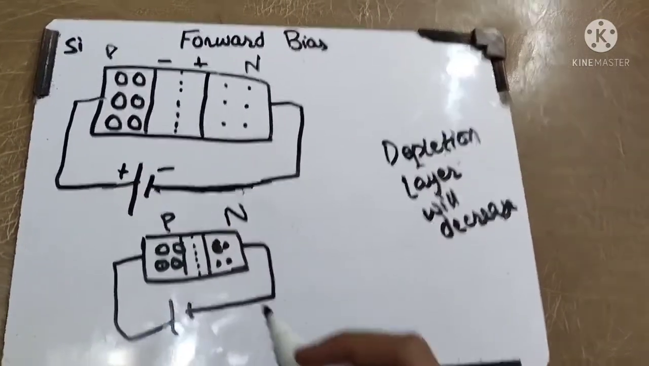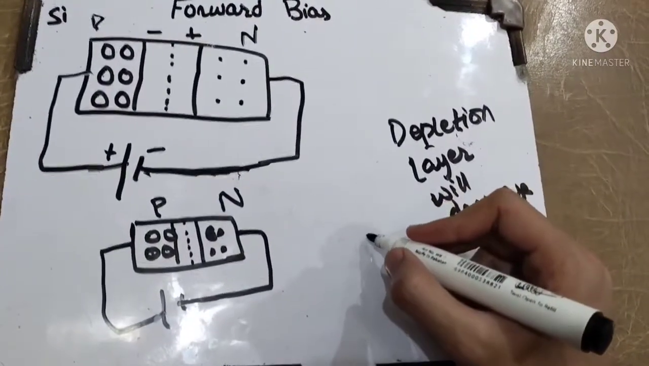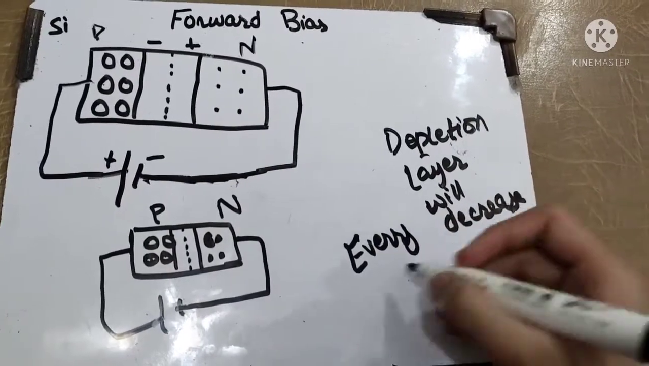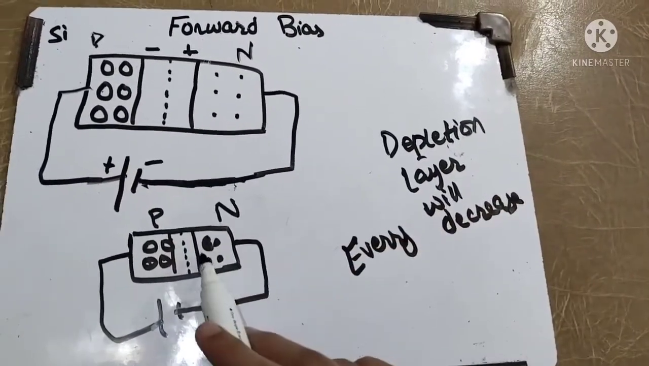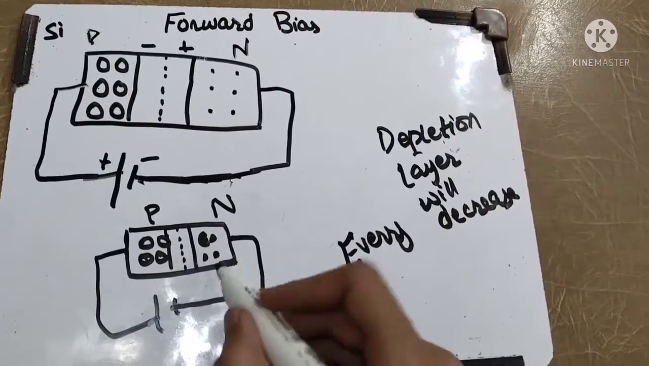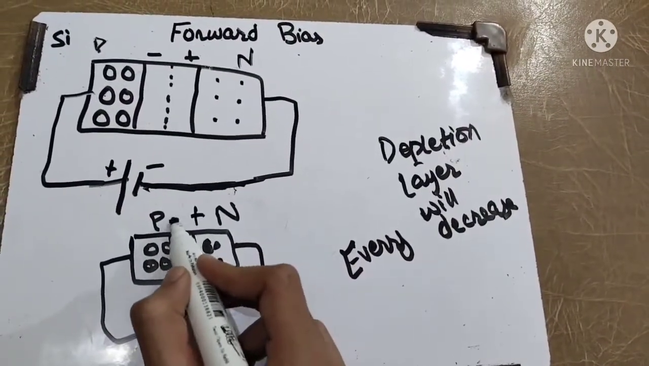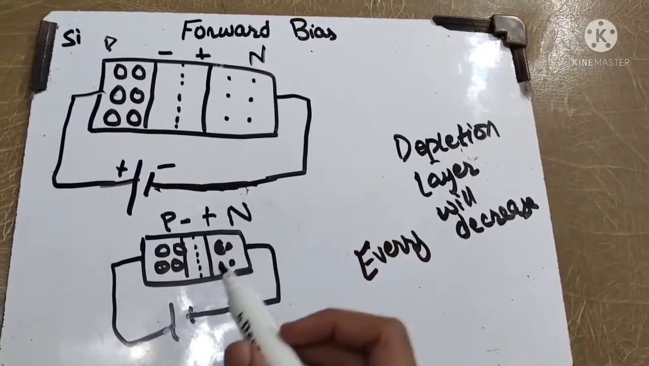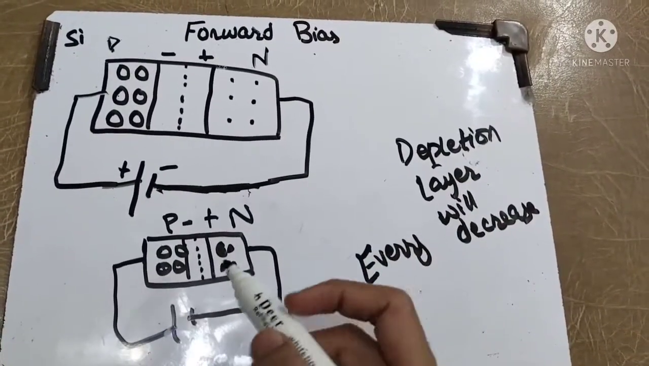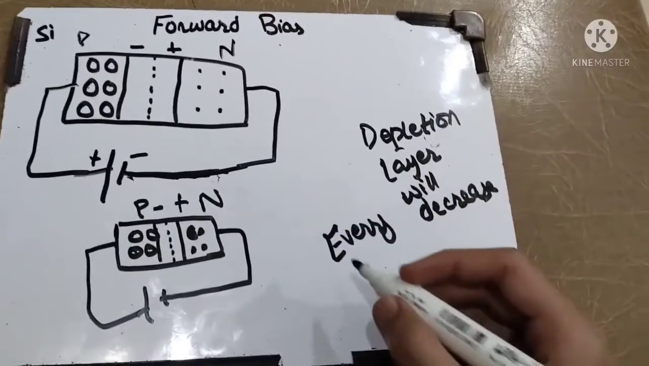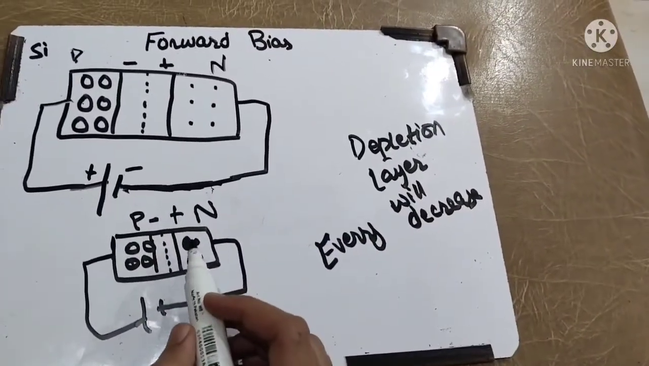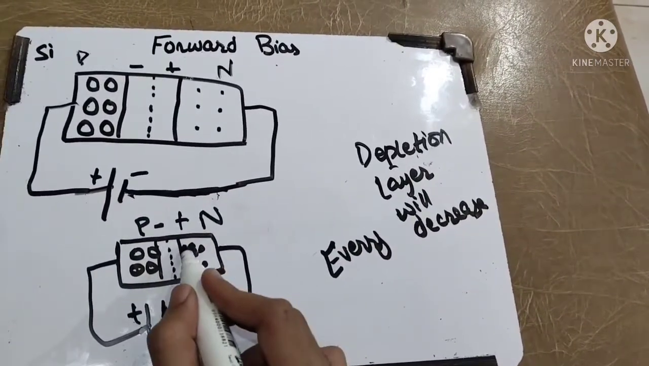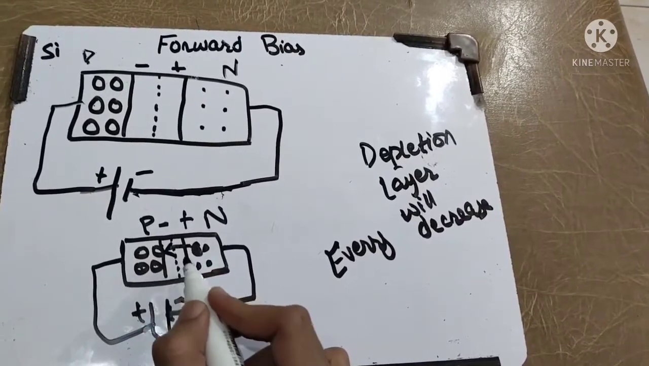Now we know that every electron has kinetic energy. There are free electrons in the n-type semiconductor, which want to move into the p-type semiconductor to fill the holes. So the kinetic energy stored in them will make them move from here to here.